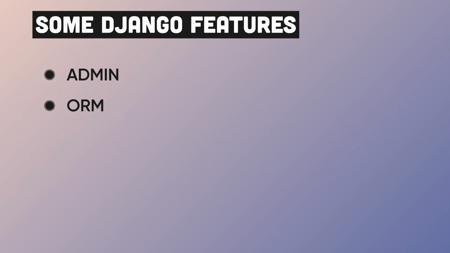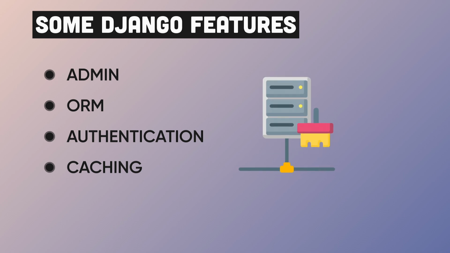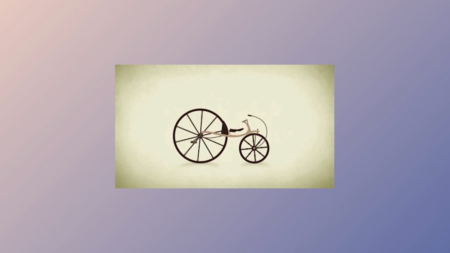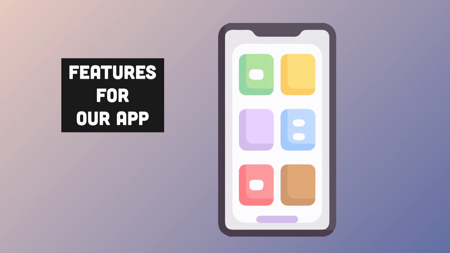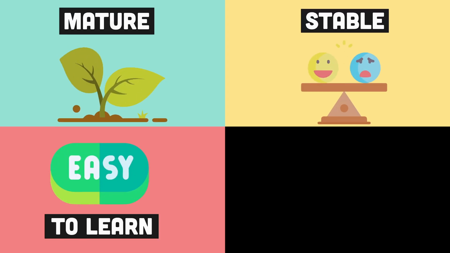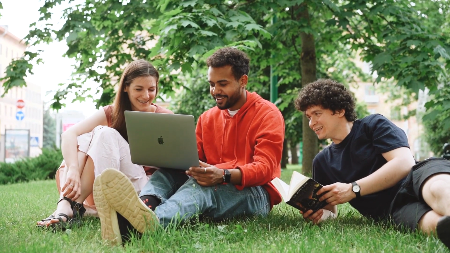It also comes with an authentication package for identifying users. It also has a package for caching data and much more. Because Django offers all these amazing features out of the box, we don't need to worry about reinventing the wheel, and we can completely focus our attention on developing features for our app. Django is mature, stable, easy to learn, and has a huge community, which means if you get stuck at some point, there is always someone to help you.